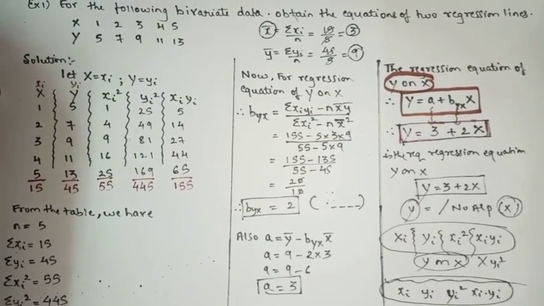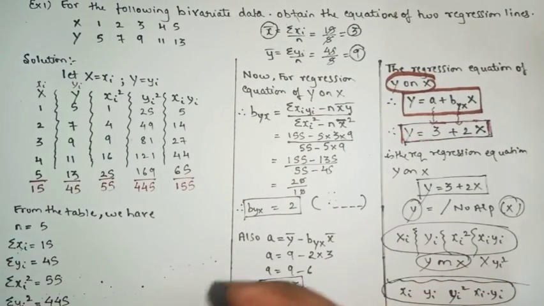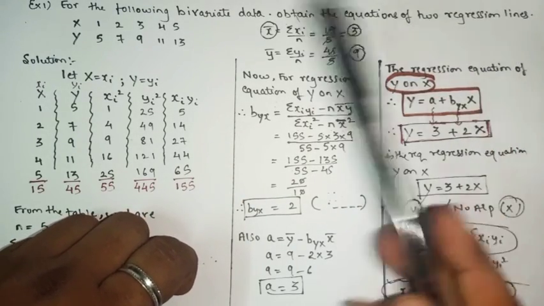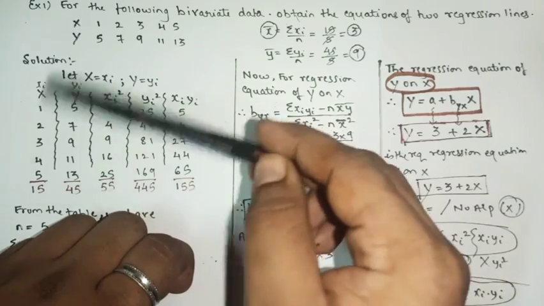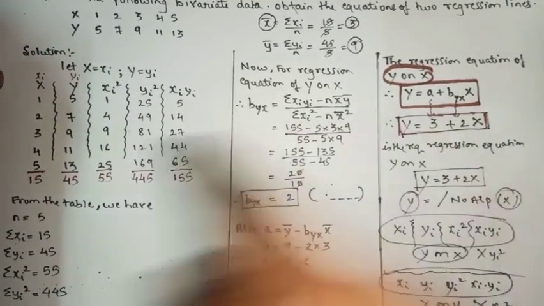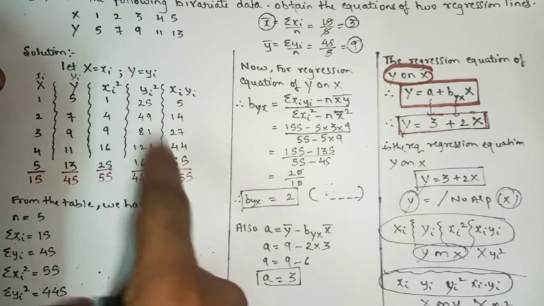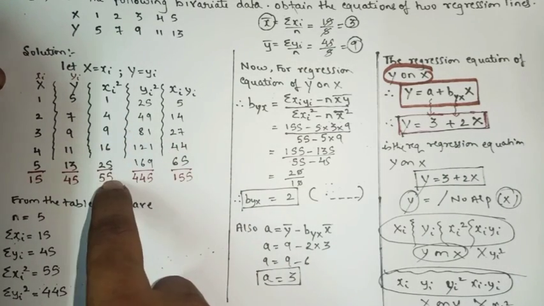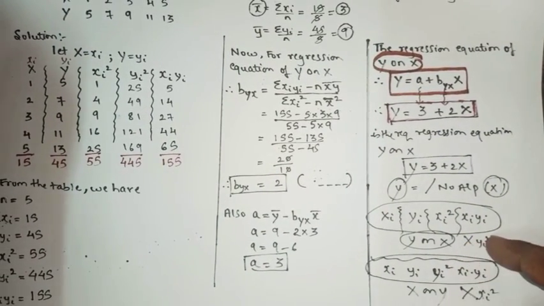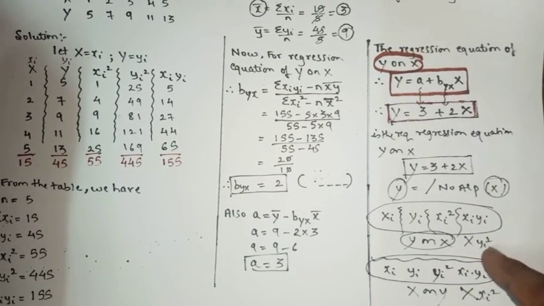Okay, in case they say that you have to find both, that means two regressions, both the equations, at that time you will show each and every column. Understood? This is for each and every column, only when you have to find both y on x and x on y. If you simply have to find y on x, no need of showing the column yi square. When you have to find x on y, no need of showing the column xi square.